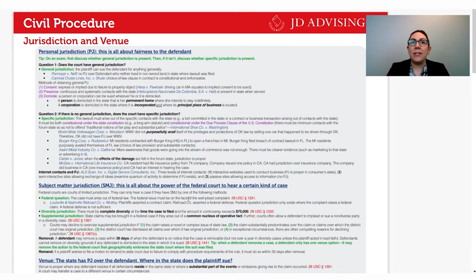In order to see if there is personal jurisdiction over a defendant, we start with general personal jurisdiction. Now, there are certain places where a court can hear any type of case over a defendant, and that's what we call general personal jurisdiction, meaning that the court has power generally to handle cases involving this person or defendant. So first thing you want to do is see if the court has general personal jurisdiction. There are 3 methods for obtaining general personal jurisdiction over a defendant. Number 1 is consent. So a defendant could consent to being sued in a particular place.